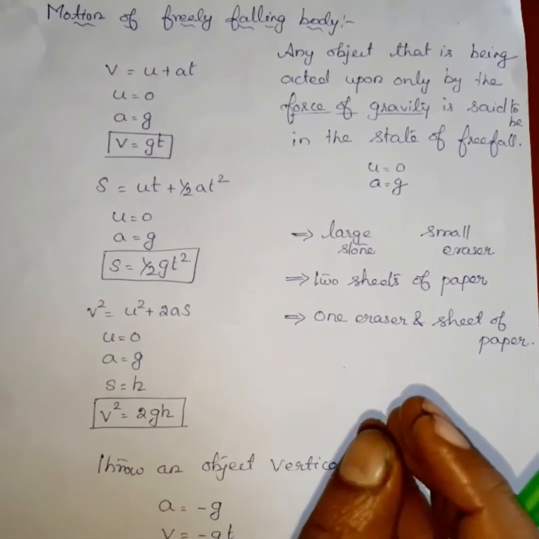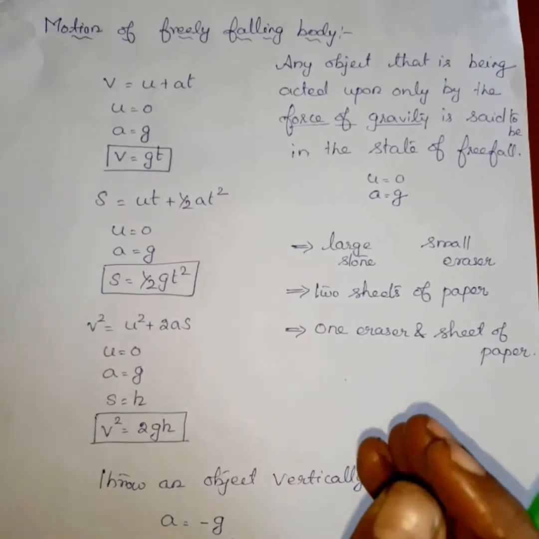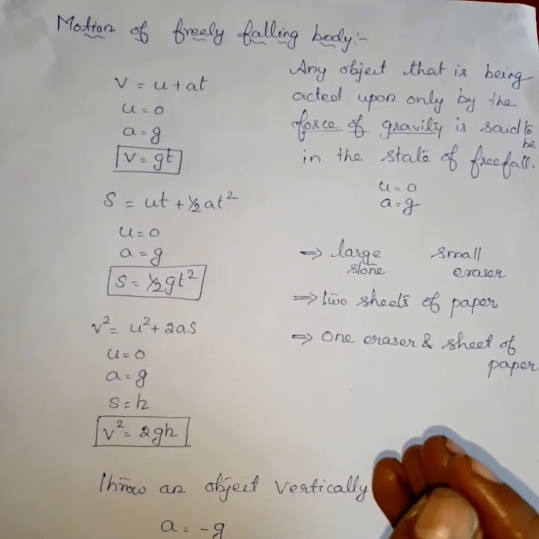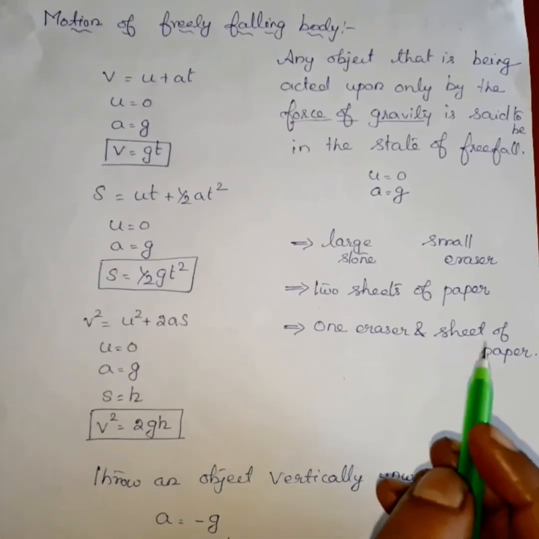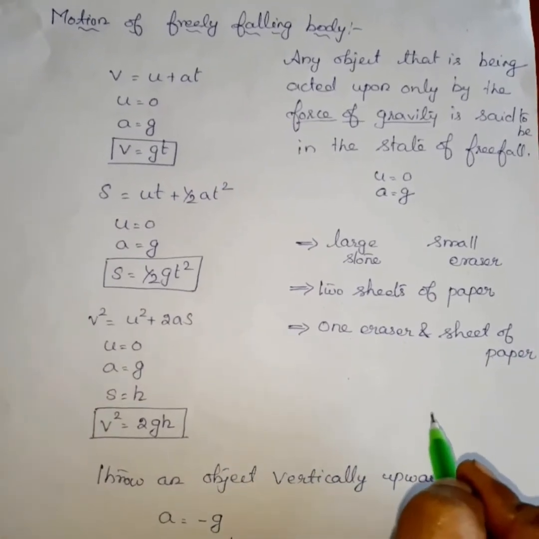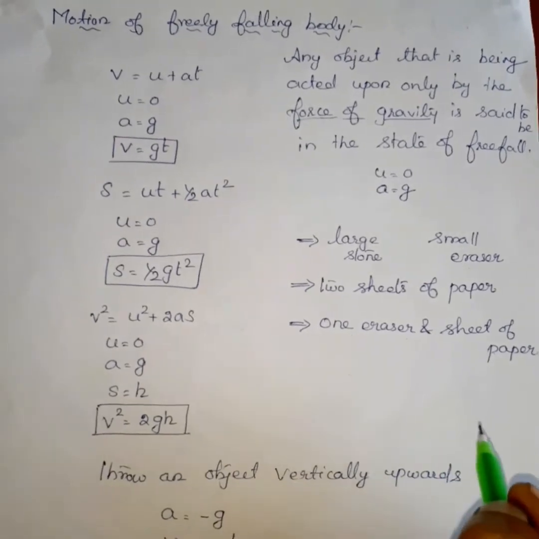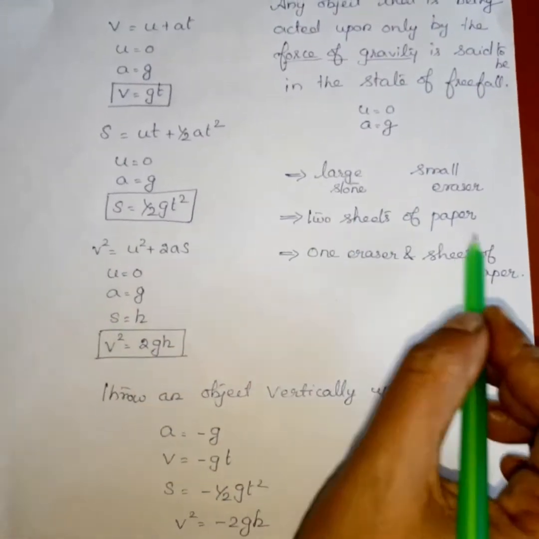Now you see which one reaches the ground first? The crumpled paper reaches the ground first. Yes? And the plain sheet of paper reaches later. Yes or no? Do you understand the motion of the object?